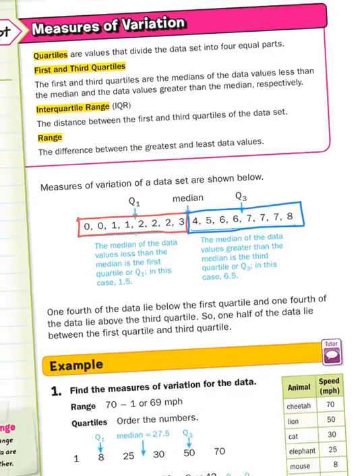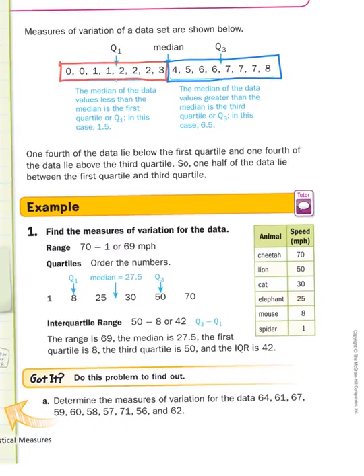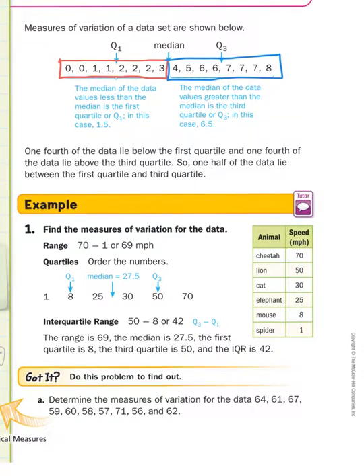All right, so let's go down to example 1. It says find the measures of variation for the data. So here we have our data. On the right, it looks like animals and their speed, how fast they can run. First, if you go from bottom to top, they have them in least to greatest order, 1 to 70. So range, remember, big minus little. 70 minus 1 is 69. Quartiles, if you have them in least to greatest order, 1, 2, 3, 4, 5, 6 numbers, and you split your numbers in half, here's your lower half, here's your upper half.